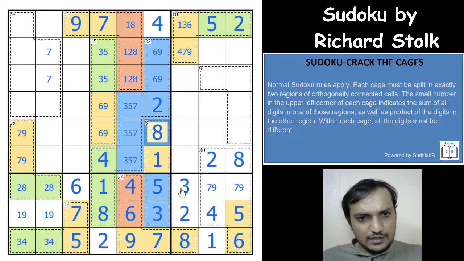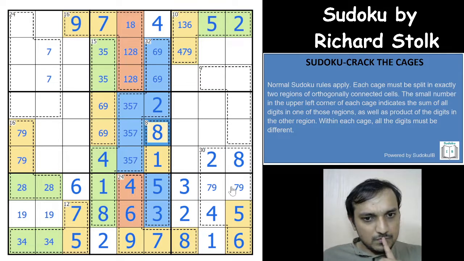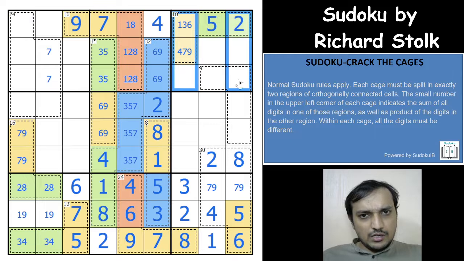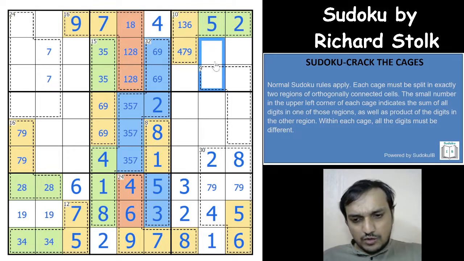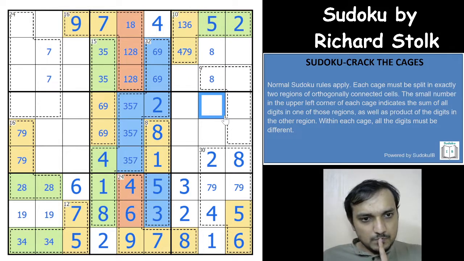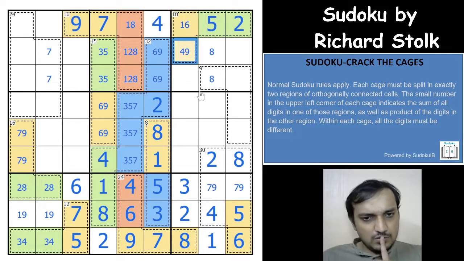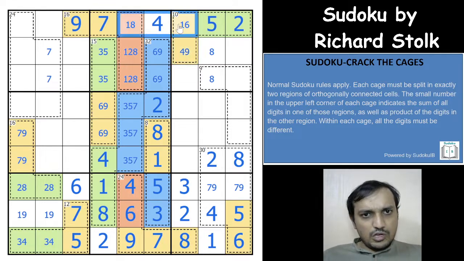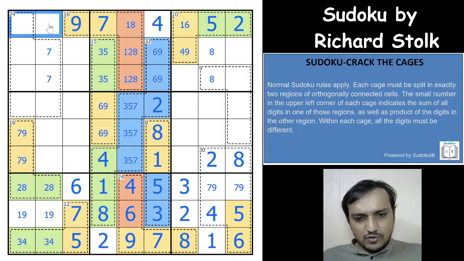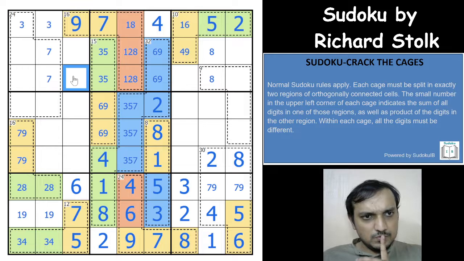That gives you 1 and 8 here. So 8 cannot be here. 8 cannot be here. One of these 2 cells would have to be 8. This 3 eliminates 3 from here and 7 from here. So you have 1, 6, 8. 3 would have to be in one of these 2 cells.